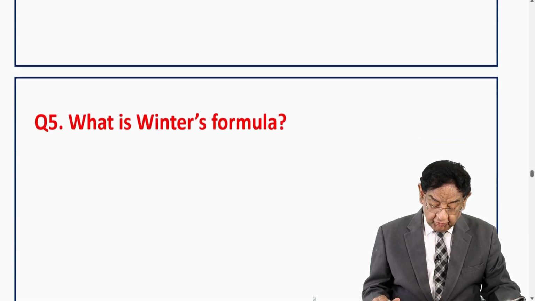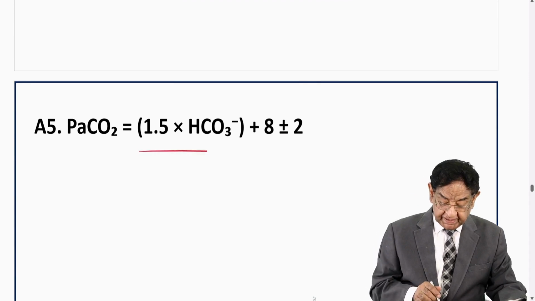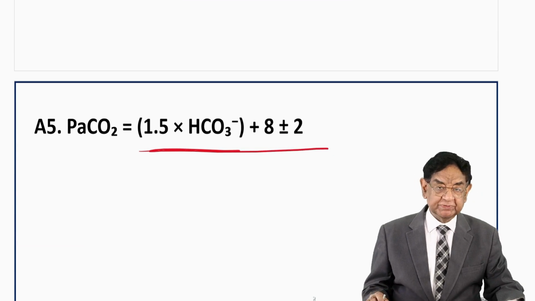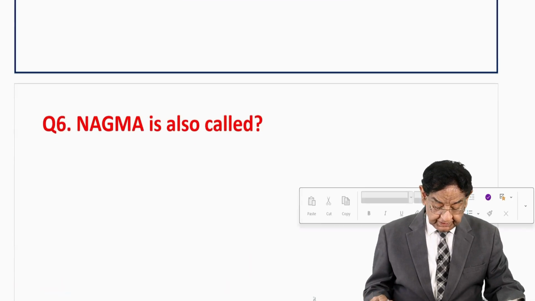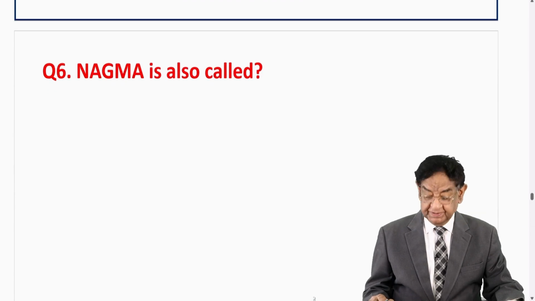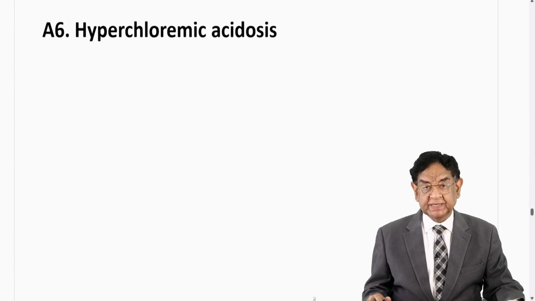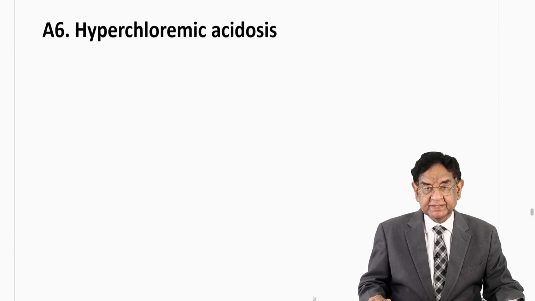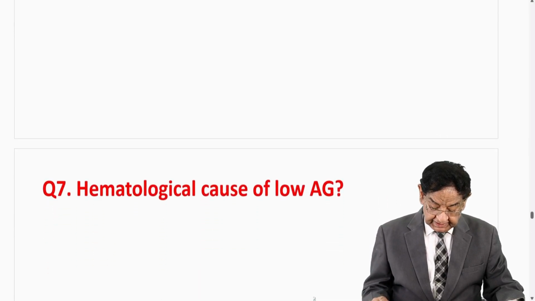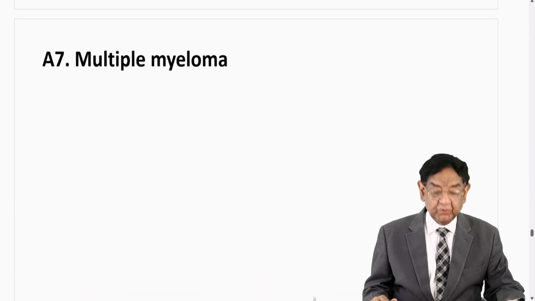Then what is Winter's formula? It is PaCO₂ is 1.5 multiplied by bicarb plus 8, plus or minus 2. NAGMA is also called as what? Next question. The answer is hyperchloremic metabolic acidosis. Next, hematological cause of low anion gap. Definitely it is multiple myeloma.